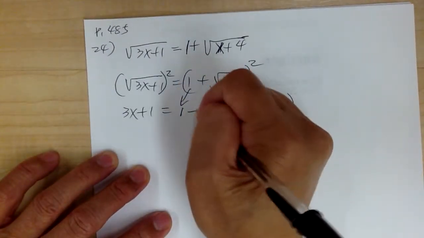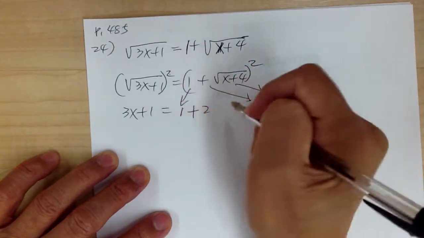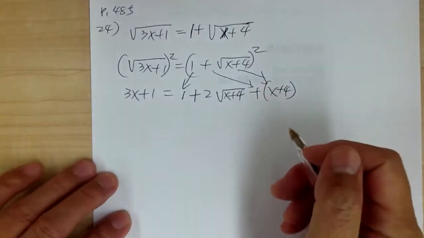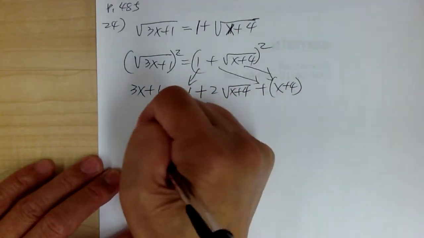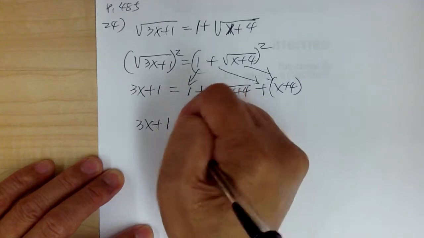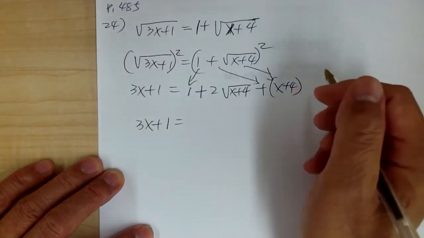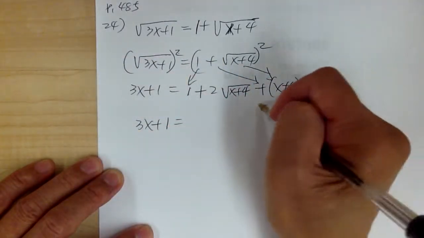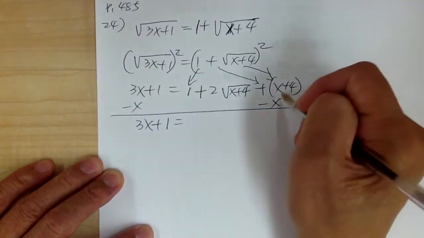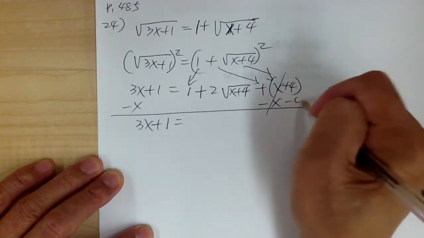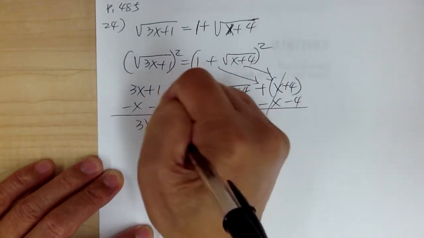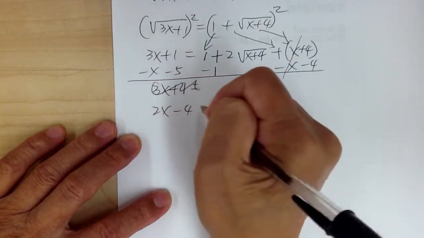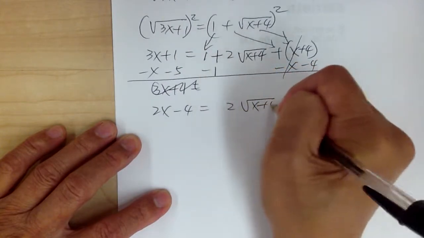The sign is positive. The number 2 times 1 is 2, and you get square root. Okay, again, middle term is this times that. Okay, let's go and simplify things a little bit. So you got 3x plus 1 equal to, I'm going to move this out of here. Okay, so I'm going to minus x on both sides. So this will cancel out, and I'm going to minus 4 minus 1, so I get total minus 5. Okay, so from here I'm going to get 2x minus 4 equal to 2 square root of x plus 4.